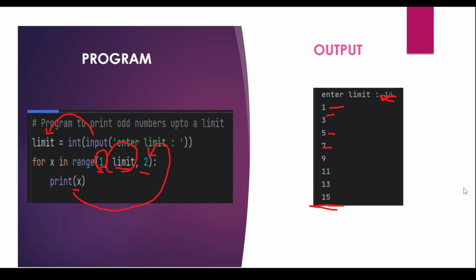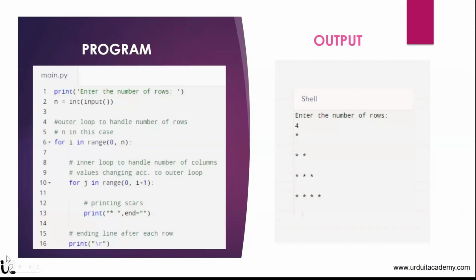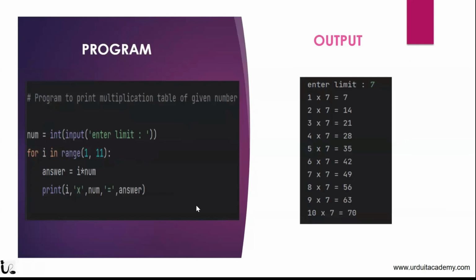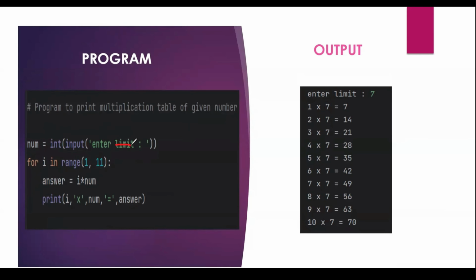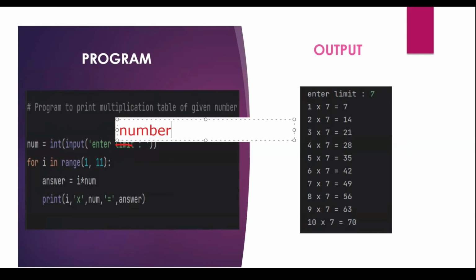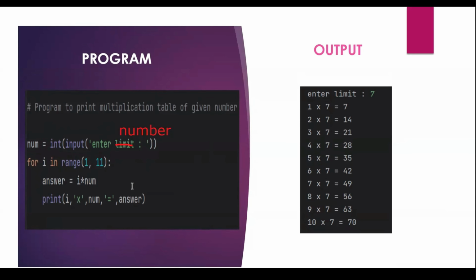Now the next question was to create a program to print the multiplication table of a given number. Here, there is a small mistake. Actually, it should be "enter the number". Just correct it as "enter the number". So it should be int input, enter the number. Which number we need to add? You need to add it as number here.